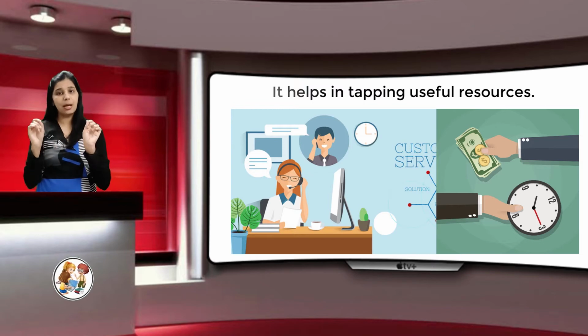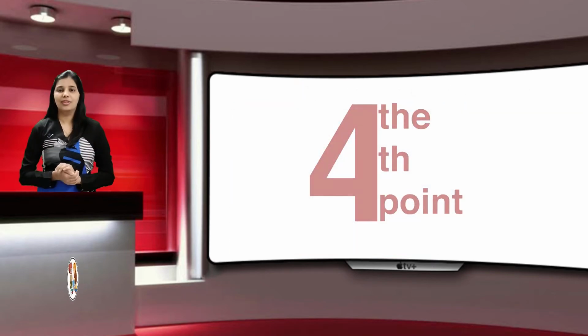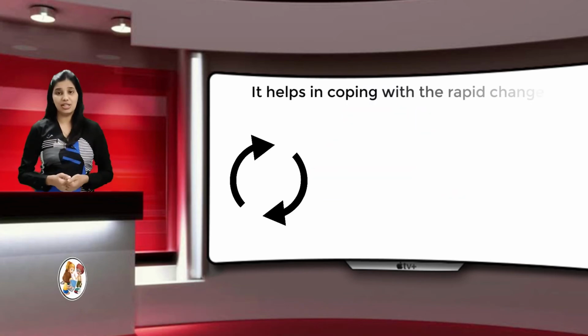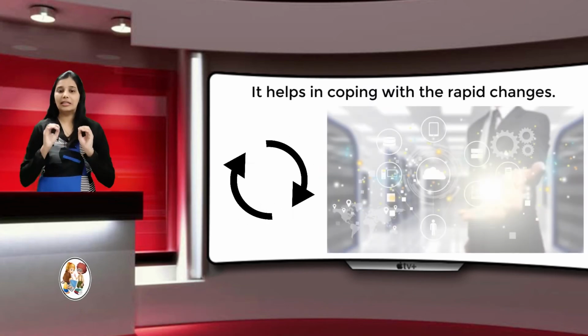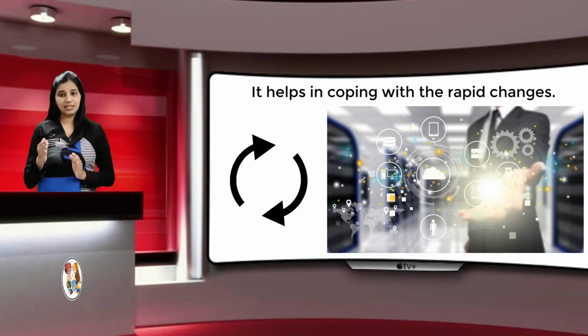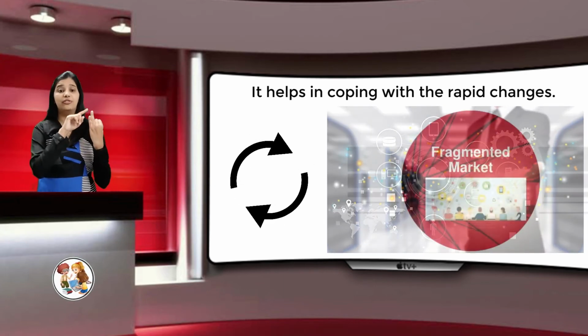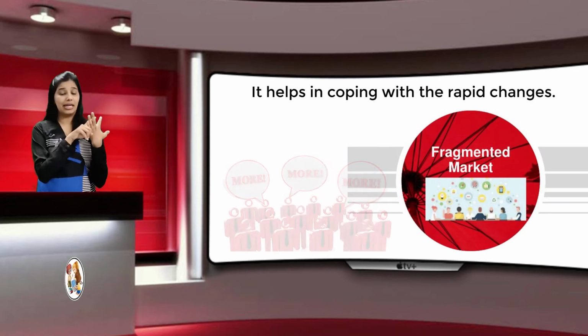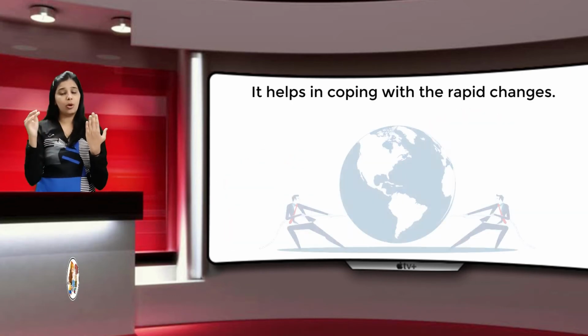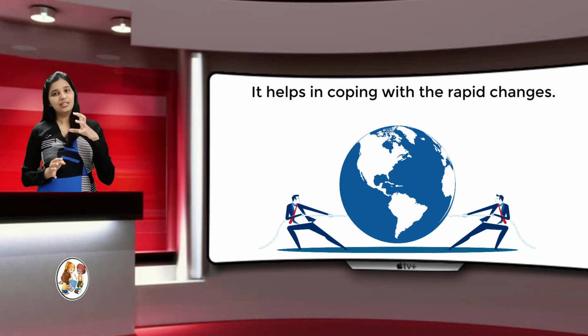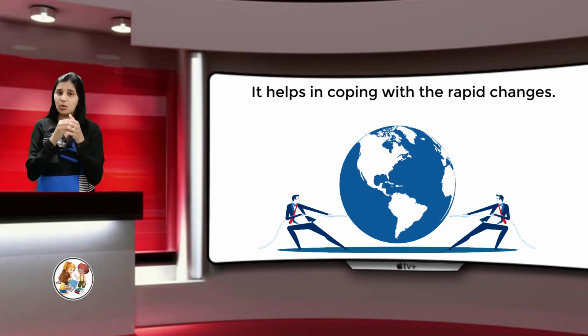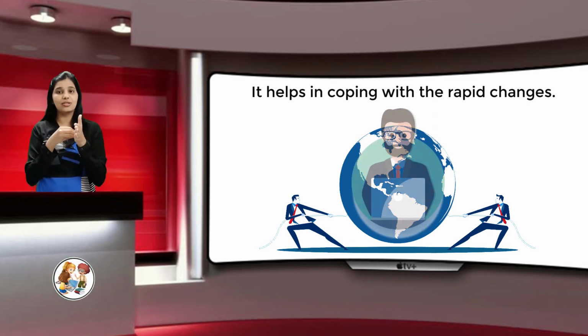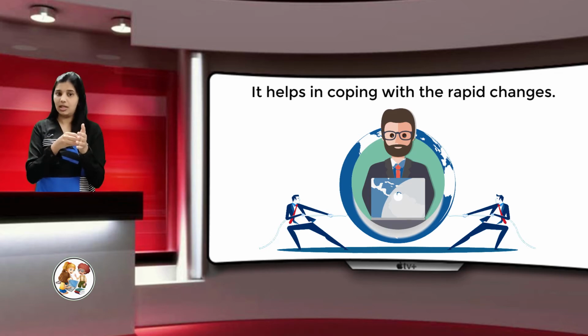Clear? It helps in tapping the useful resources. The fourth point is, it helps in coping with the rapid changes. Business environment is very dynamic. One can see the changes like new technologies, the fragmented markets, more demanding customers, heavy global competition, and so on. Thus, in order to efficiently cope up with these changes, managers must understand the environment and should adopt appropriate courses of action at the right time.